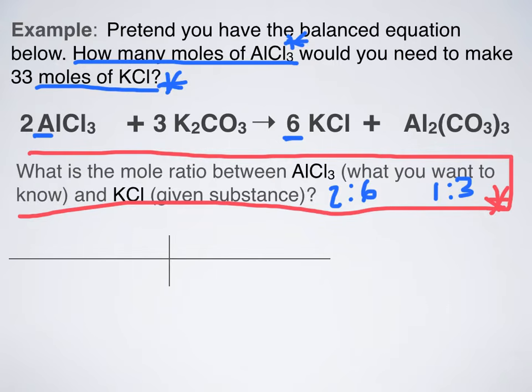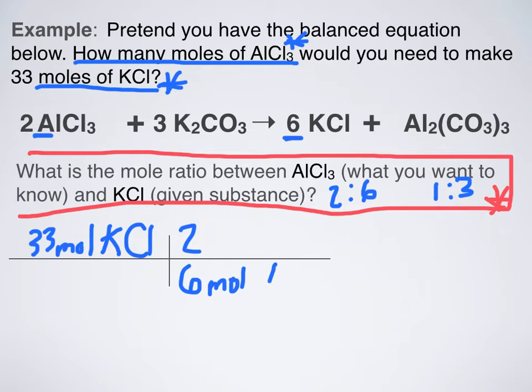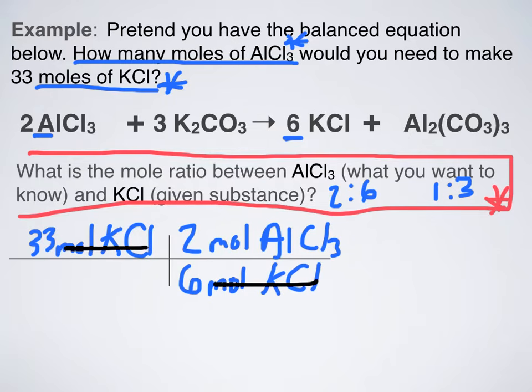All right, so how am I going to set this up? Well, what I'm given always goes in the top. So I'm given 33 moles, and again, I'm going to write KCl for completion purposes. Next up, I need my balanced equation, and I have my mole ratio. So 2 to 6, that was my ratio. So again, for completion purposes, moles of KCl, moles of AlCl3. Why did I set this up this way? I want moles of KCl to cancel with moles of KCl.